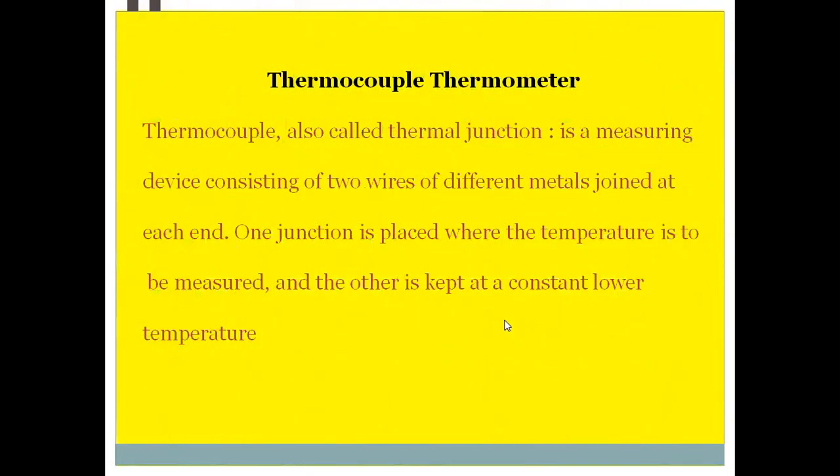Now, here is the summary of how the thermocouple works. The thermocouple is also called a thermal junction since it uses two junctions, a hot one and a cold one. It is a measuring device consisting of two wires from different metals, copper and iron. One junction is placed where the temperature is to be measured, and the other is kept at a constant lower temperature, such as pure ice, 0 Celsius.